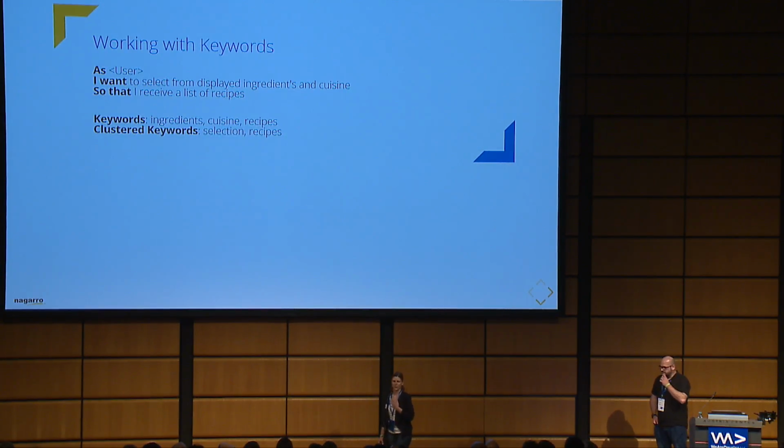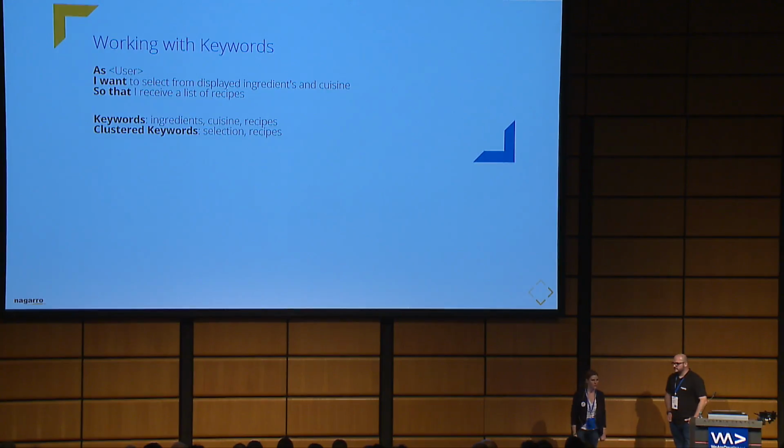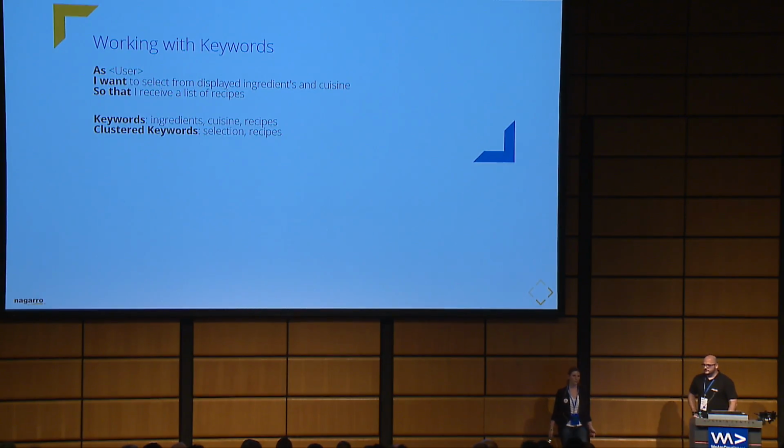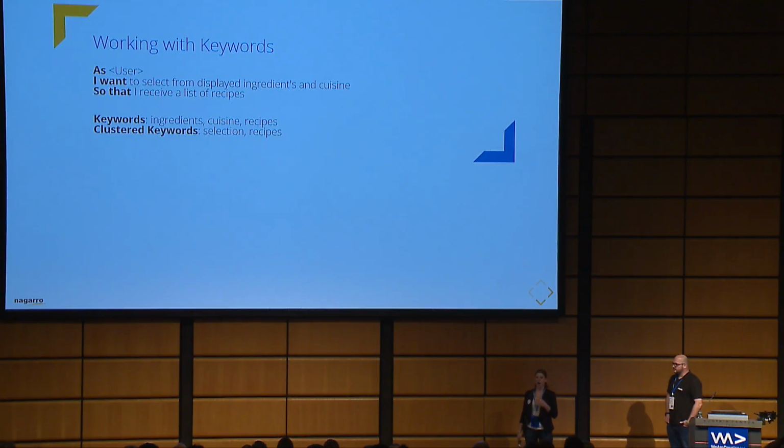When I talk about a keyword, I mean wrapping functionality into a class that is descriptive. So when we take our user story in order to find proper keywords to use in storytelling, we would say, okay, our user story is: as a user, I want to select from displayed ingredients and cuisine so that I receive a list of recipes. So by thinking about that, I would choose 3 keywords: ingredients, cuisine, and recipe.